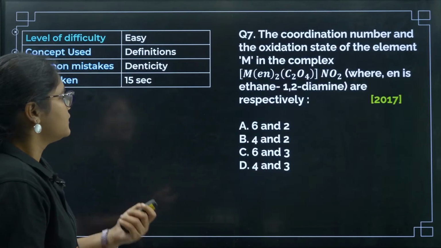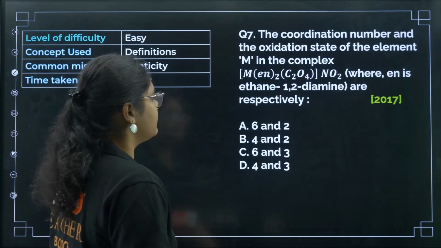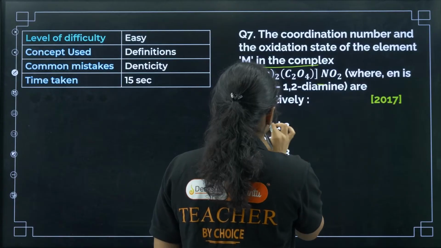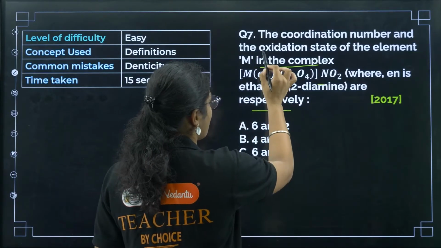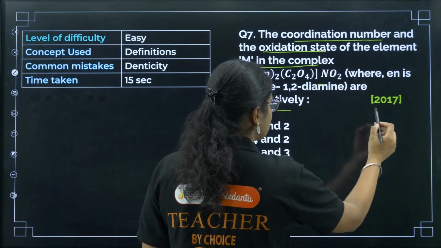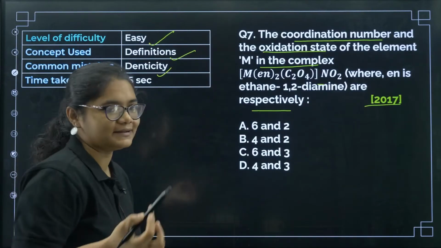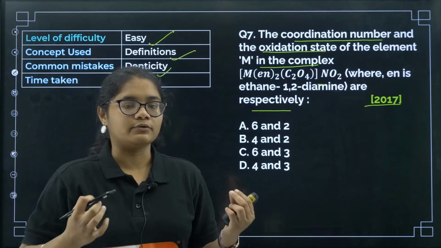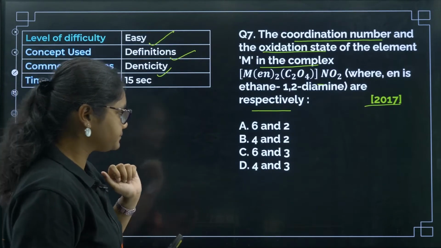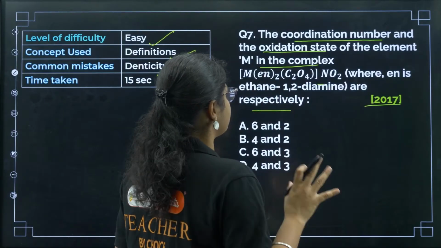Okay. Next question, the coordination number and the oxidation state of the element M in the complex given to you are, respectively. So what you need to find? The oxidation state and the coordination number. This is also a 2017 question, an easy question if you know about definitions and denticity, and you should know how to calculate the oxidation number. First, we need to find the coordination number.